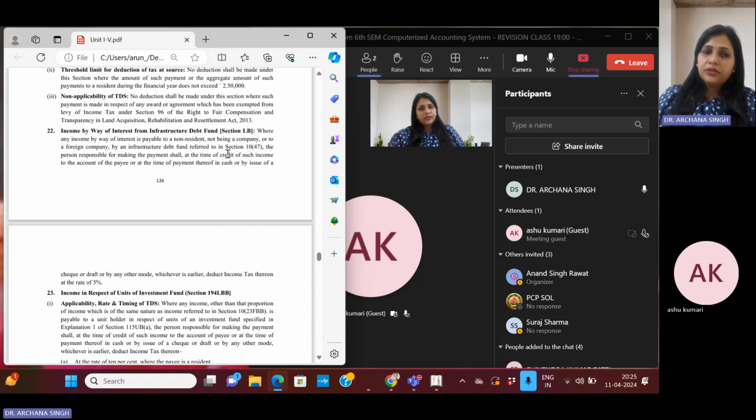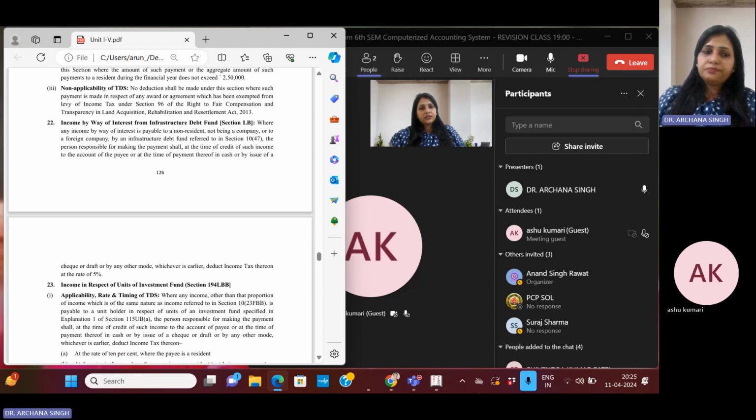Then income by way of interest from infrastructure debt fund. Where any income by way of interest is payable to a non-resident, not being a company, या फिर वो foreign company है, by an infrastructure debt fund referred to in section 10 subsection 47, the person जो responsible है payment करने के लिए shall, at the time of credit of such income to the account of the payee or at the time of payment in cash, cheque or through draft or any other mode, जो भी ज्यादा है, तो at the rate of 5% they had to deduct the TDS.